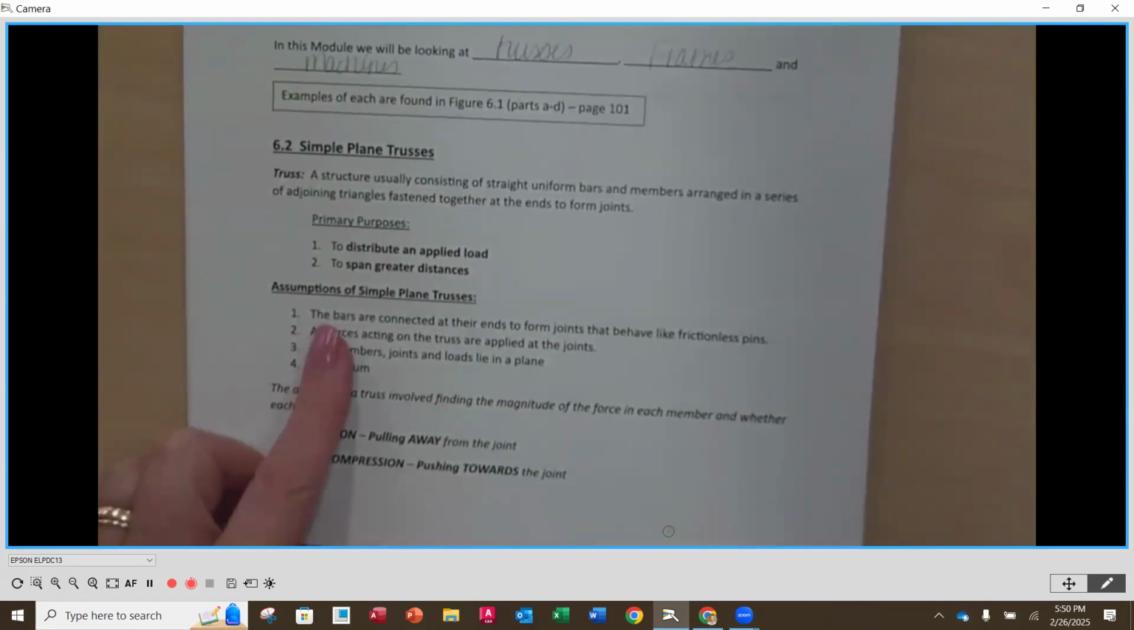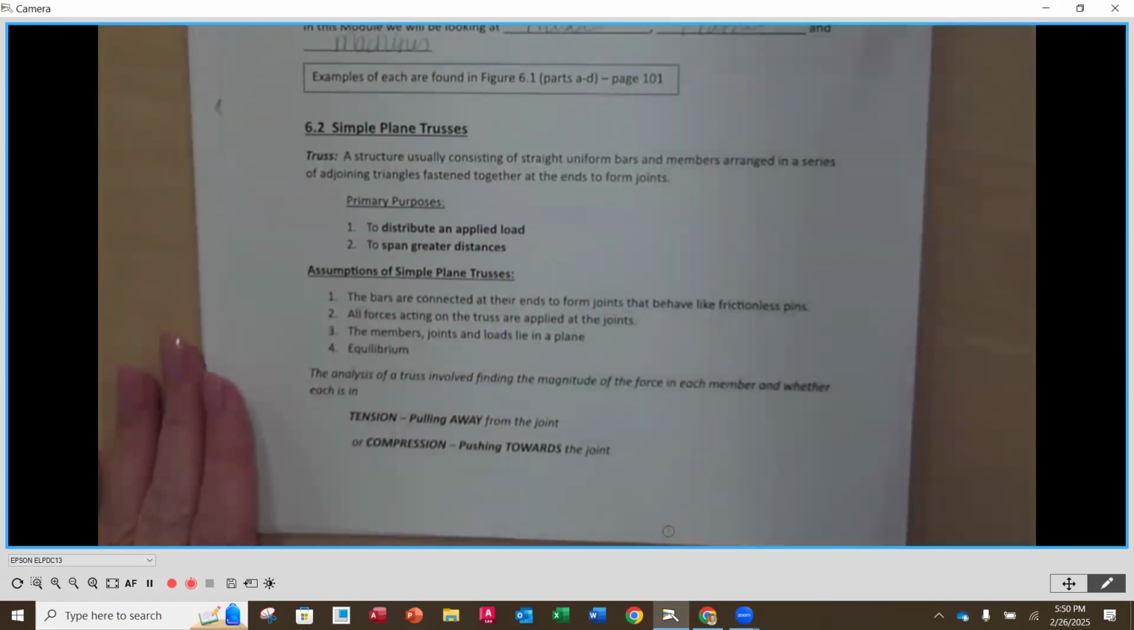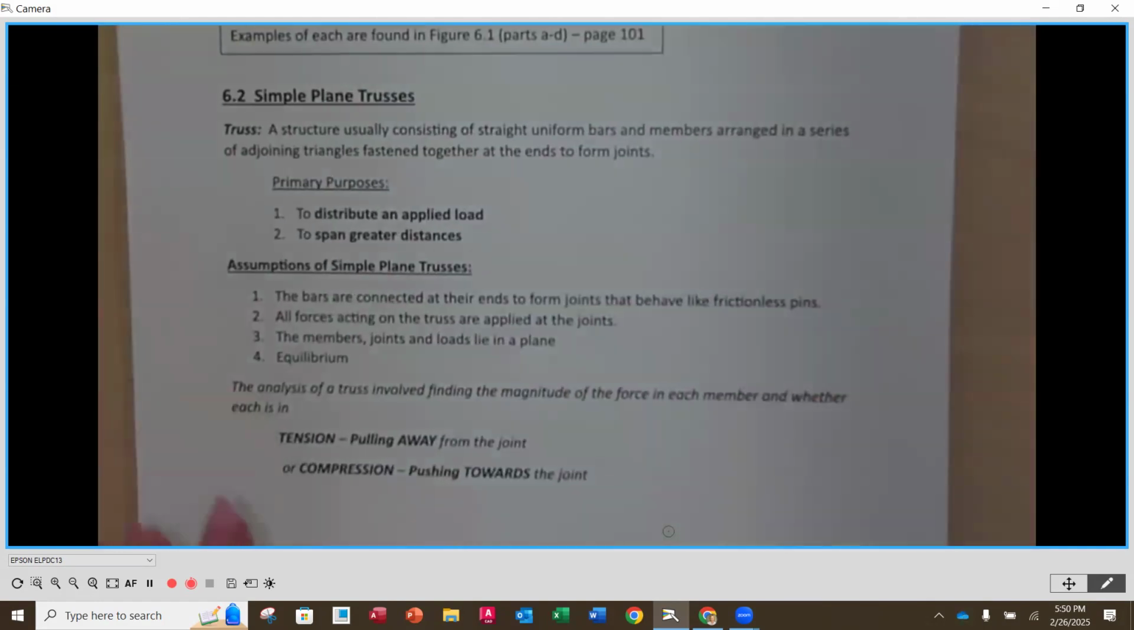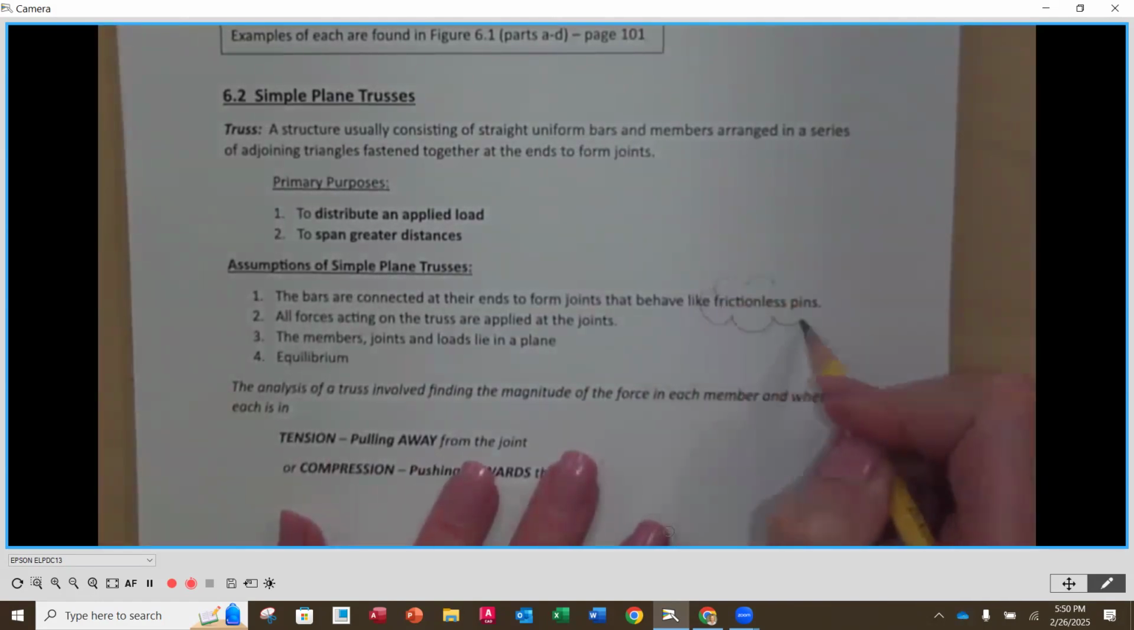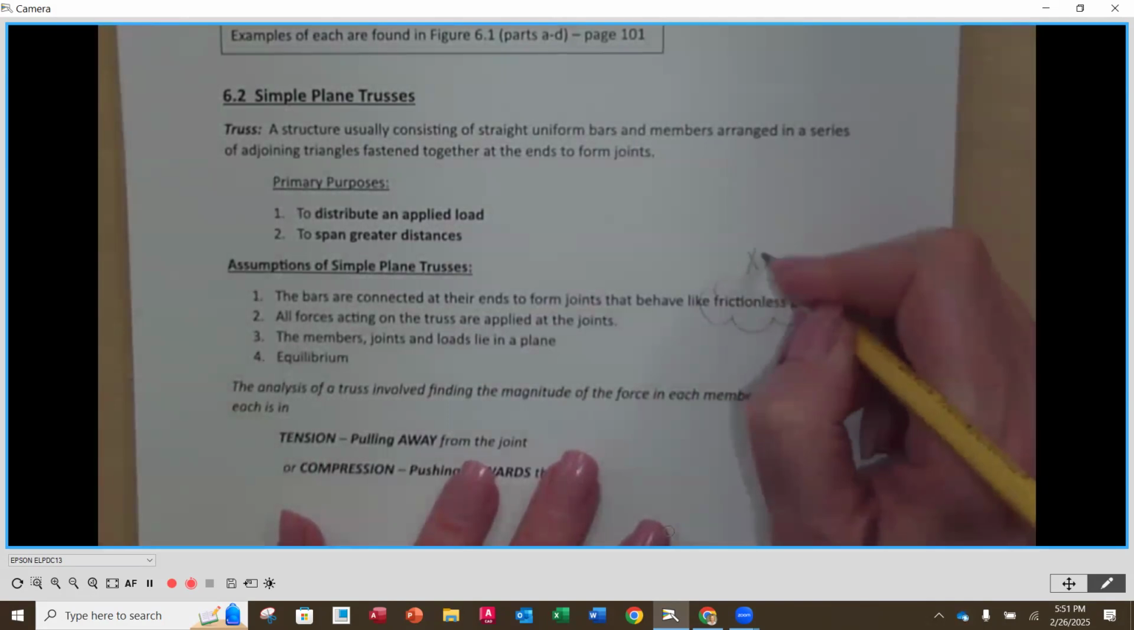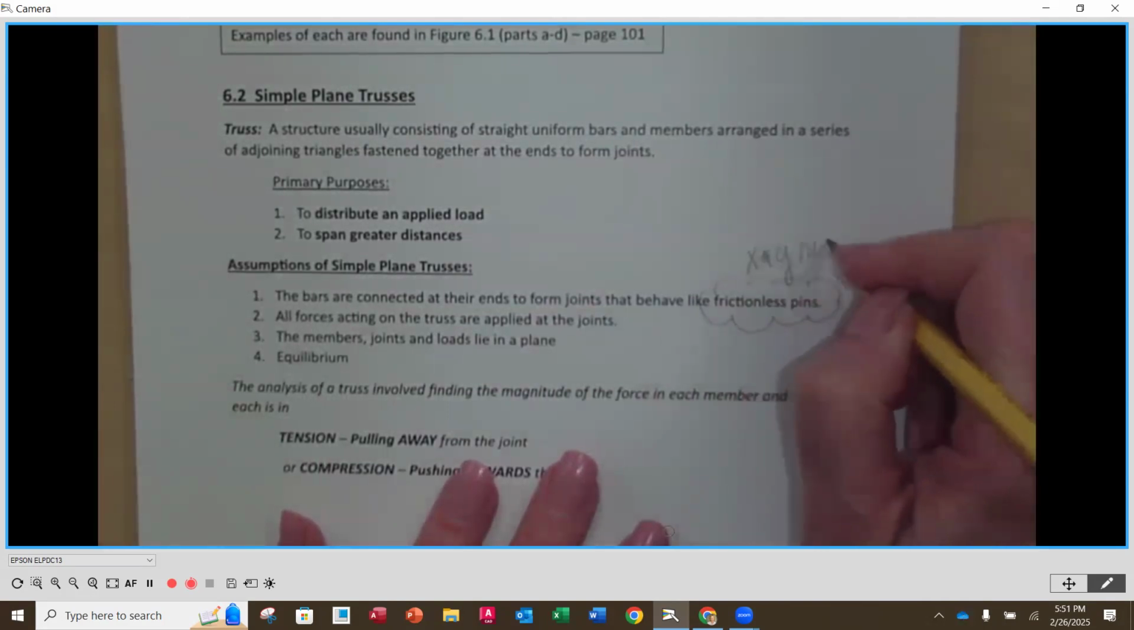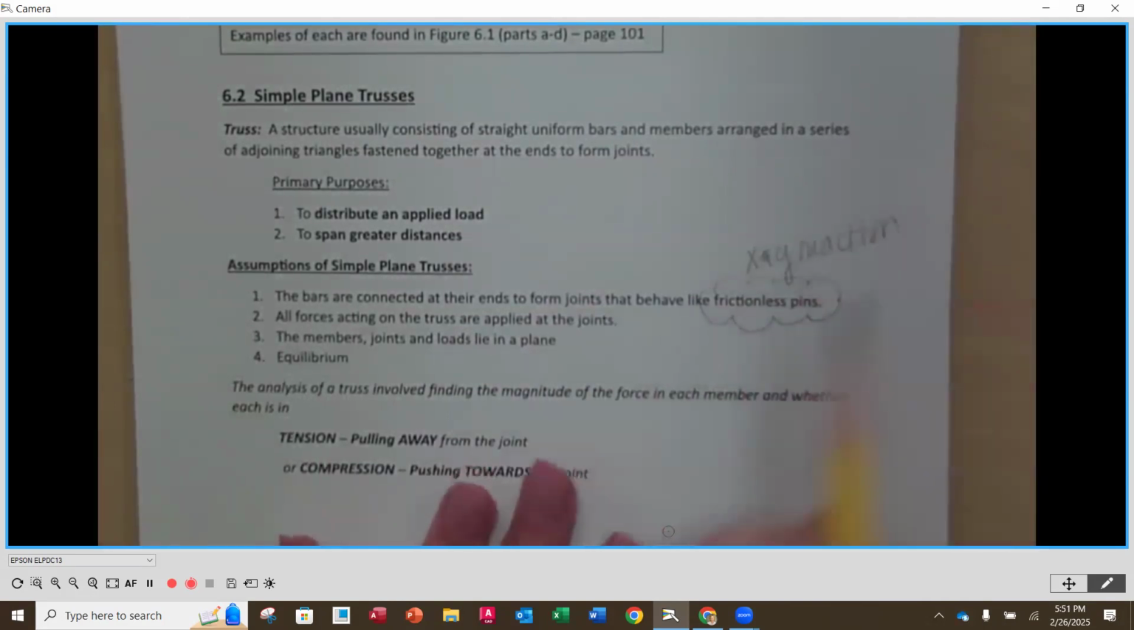So, assumptions about simple plane trusses. The bars are connected at their ends to form joints that behave like frictionless pins. This should sound familiar to us. We know that there is going to be an X and a Y reaction, which we've learned already. We learned that in our previous module 5.